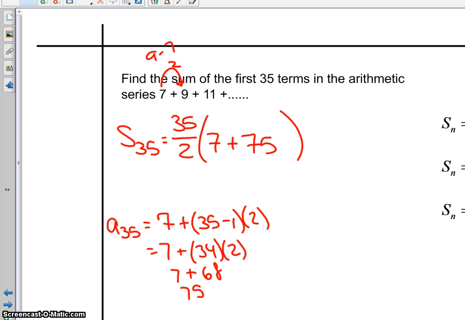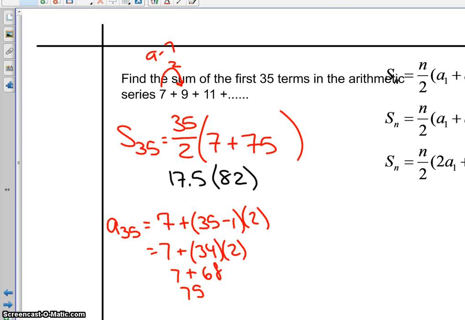And yes, you can have a half up here. What happens is there's one left in the middle, and it'll actually be half of that. So 17 and a half times 82, whatever that comes out to be.